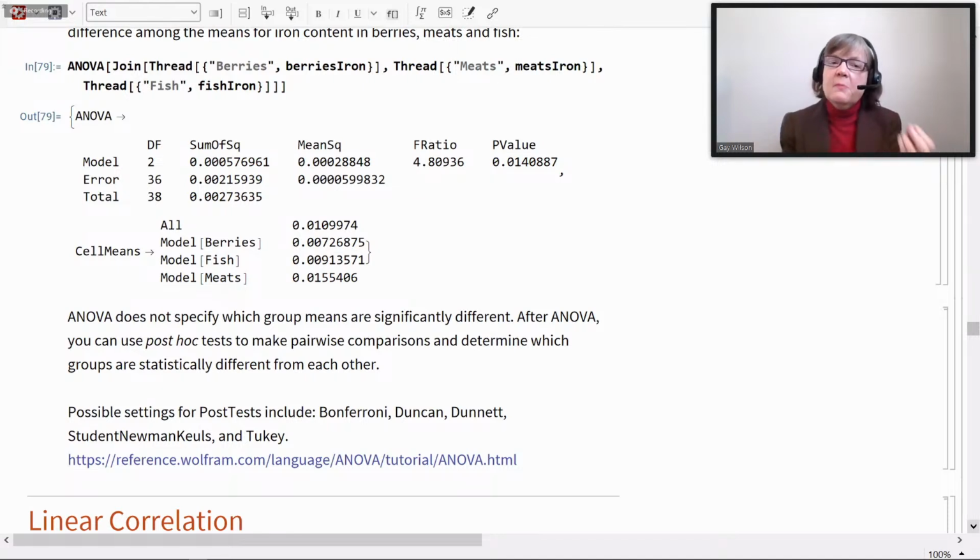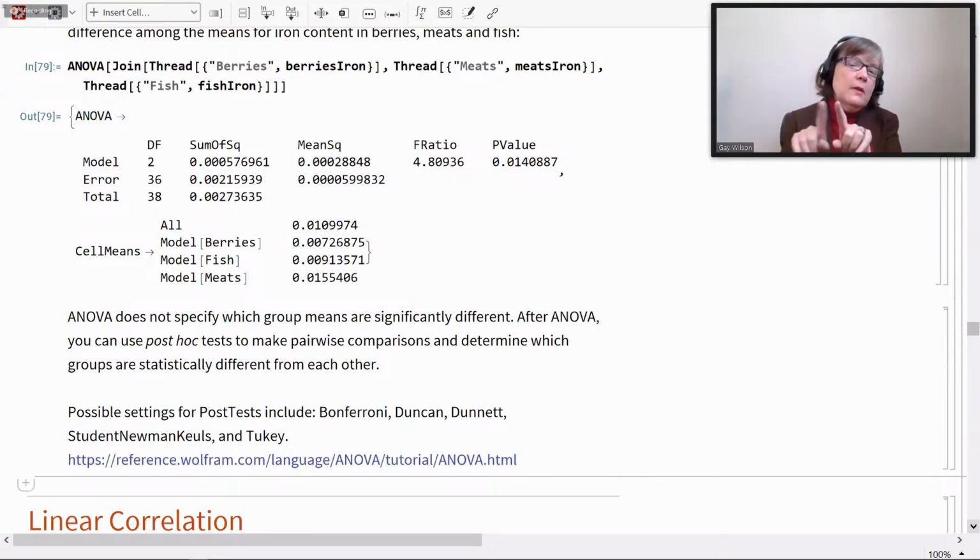The one thing the ANOVA does not specify is which group means are significantly different from which group. But after the ANOVA, you can use post hoc tests to make that pairwise comparison. You want to see which groups are different from other groups. So what I've done is put some homework in the notebook for you here, and homework for me too. I need to spend some time researching it myself because I would like to become more familiar. We have post tests available in the Wolfram language, and I've included a link to the documentation, which I'll be spending some time with myself, learning more about these post tests that you can then use to make more in-depth determinations based on what you found from your ANOVA analysis. So, that's homework for all of us there.